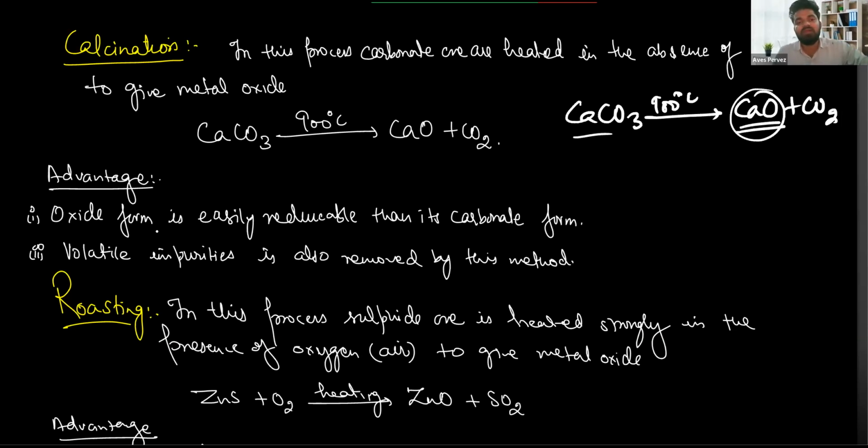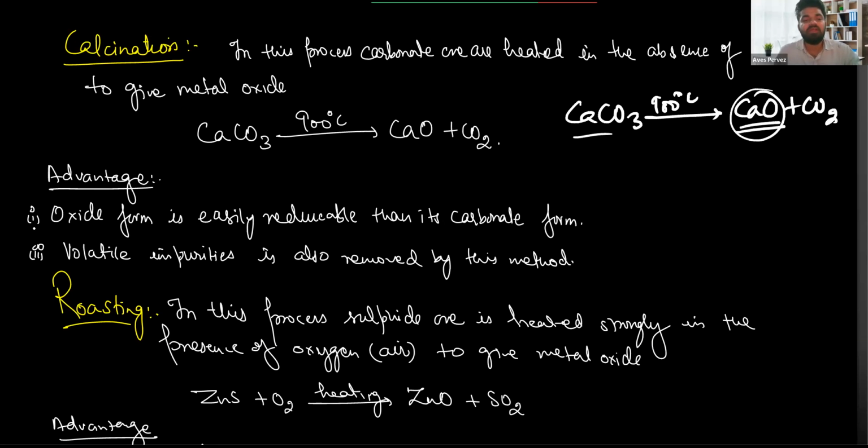Okay. So what is calcination? Calcination is the process of heating carbonate ore in the absence of oxygen to give metal oxides and carbon dioxide. Okay.